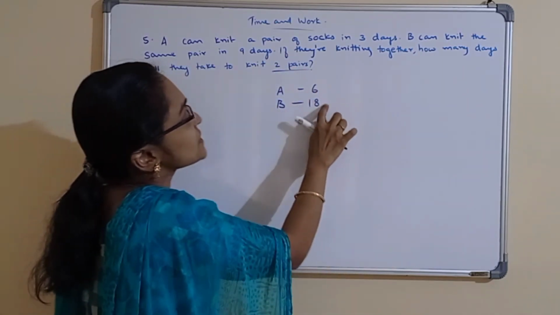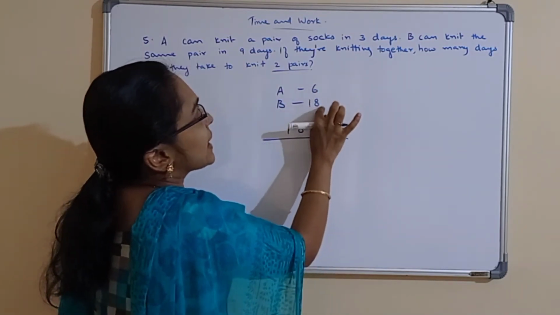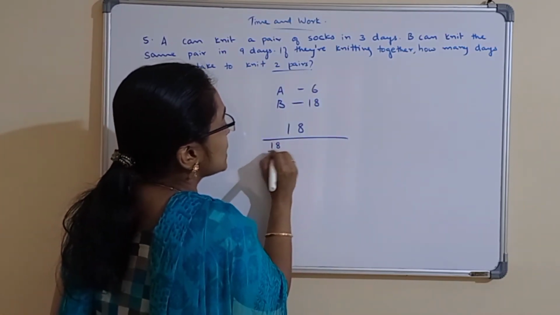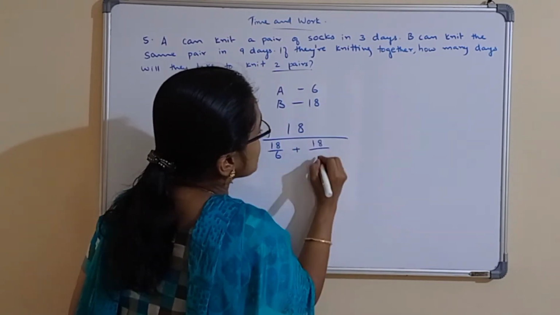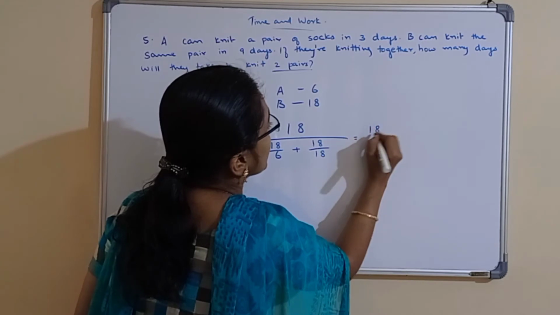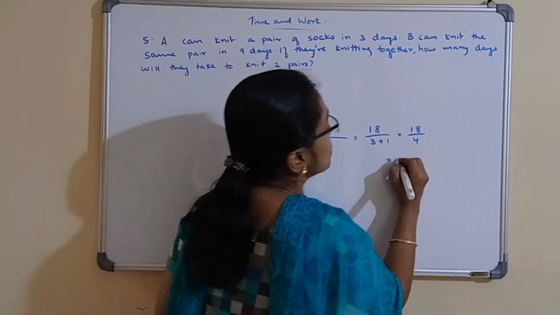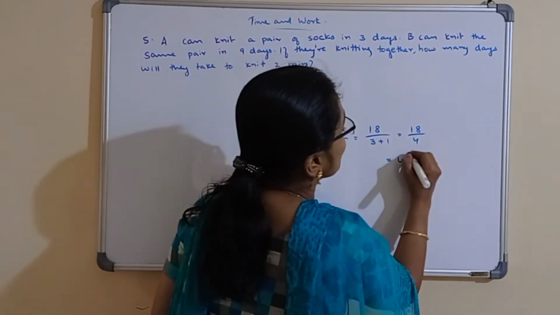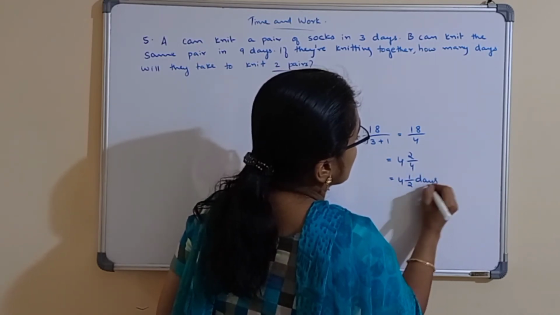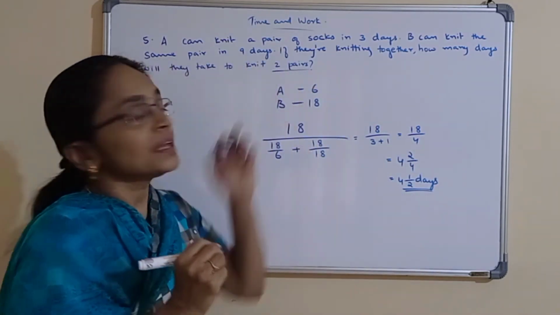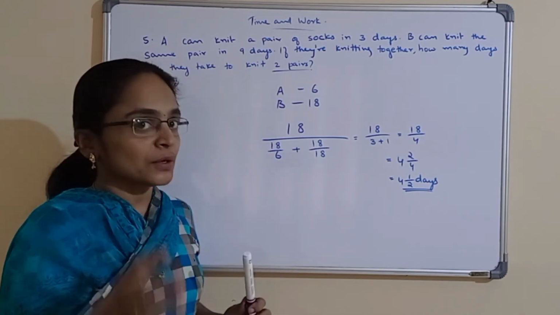And what is the LCM of 6 and 18? It is 18. So it is LCM by 18 by 6. That is LCM by number of days taken by A plus LCM by number of days taken by B, which is equal to 18 by 3 plus 1. That is equal to 18 by 4, which is equal to 4 4s are 16, 2 remainder by 4, which is equal to 4 1 by 2. So they will take 4 1 by 2 days if they knit together. That is, they can knit 2 pairs of socks in 4 1 by 2 days if they do it together.